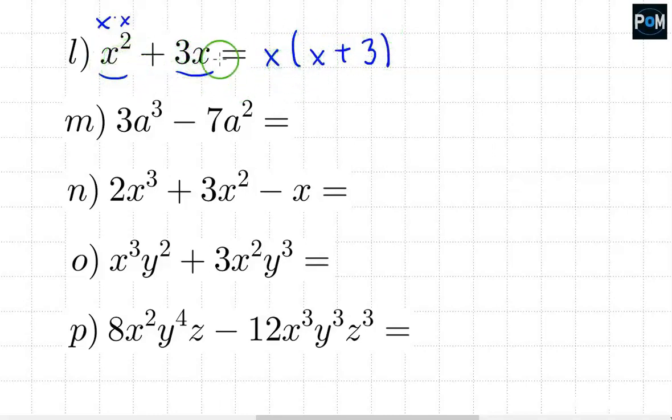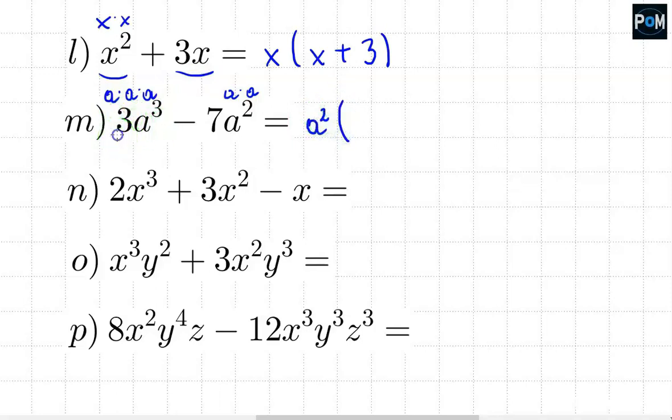X times x is x squared, and x times 3 is 3x. In example M, we have a to the third power, meaning a times a times a. A squared is a times a. So what can I factor out? I have one a repeating, it's here and there, but there's still another a. So the letter a appears twice, and since there's multiplication, we make it a squared.